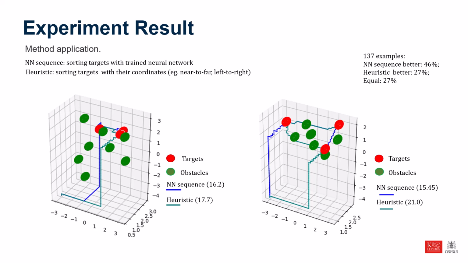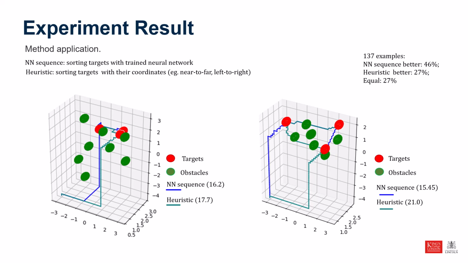As a result, our neural network sequence sorting method works better on 63 examples, which is 46%, and in 37 examples, both methods perform the same. Only in 27% of the cases is our neural network sequence sorting method worse than the heuristic method.